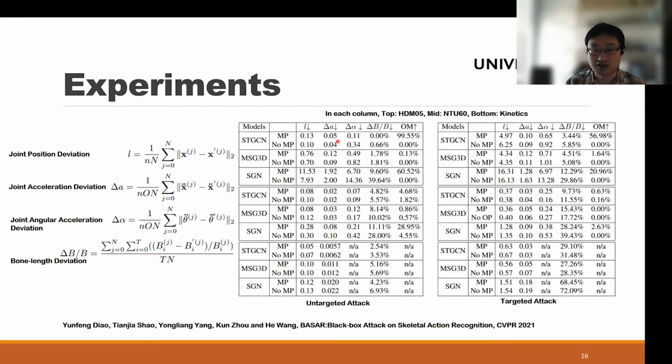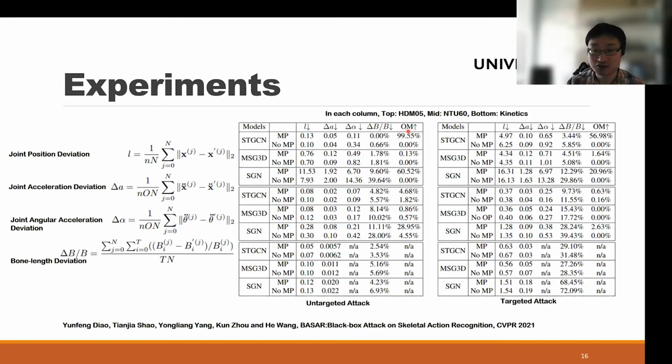Overall, of course, the adversarial samples calculated by Bazaar are very good in terms of metrics, but I would like to draw your attention to this particular metric, which is on-manifold. The larger, the better. You can see that on this specific classifier, ST-GCN, which is a very famous one, on this specific data set, HDM05, 99.55% of the adversarial samples are on-manifold adversarial samples, which means that visually they look very similar to natural motions, and it's very hard to spot the difference before and after attack.